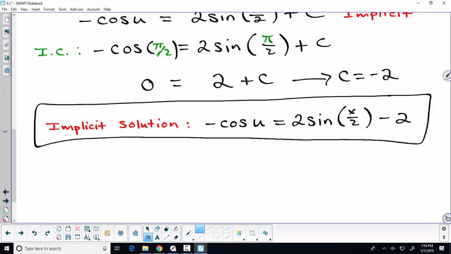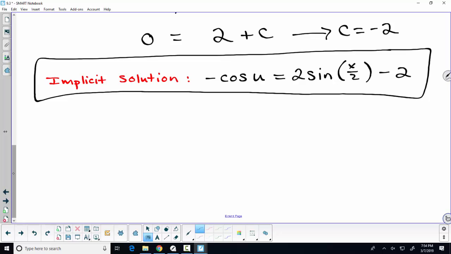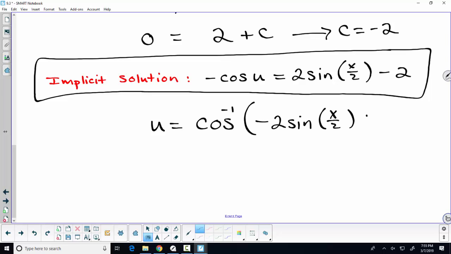So this one's not terribly hard to solve for u. Let's also look at that. That's not what the instructions ask, but we could say that u is the inverse cosine of negative 2 sine of x over 2 plus 2.